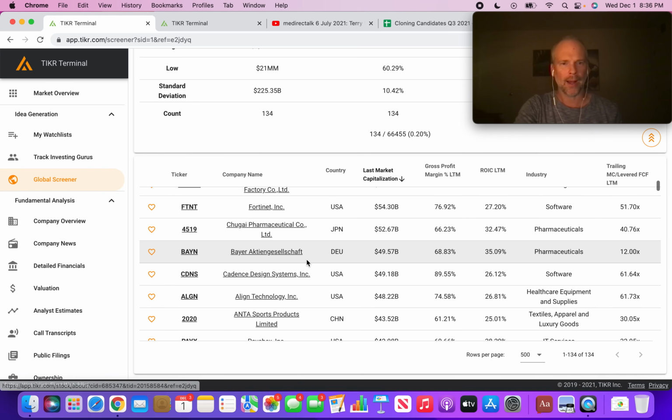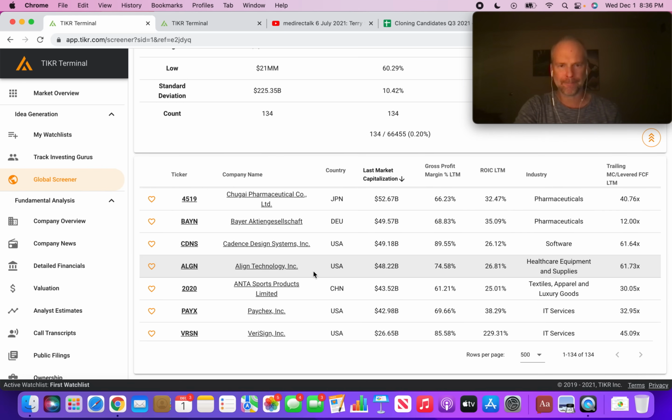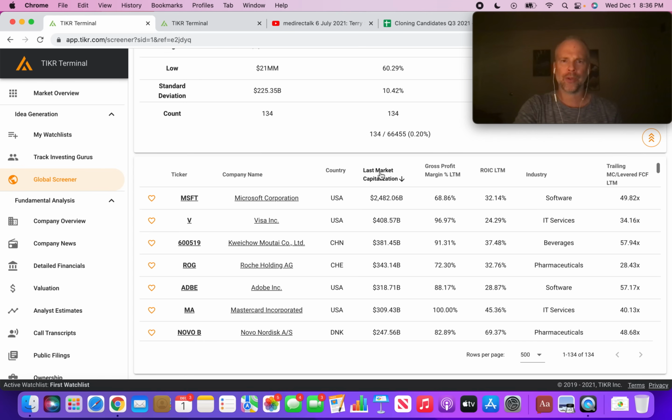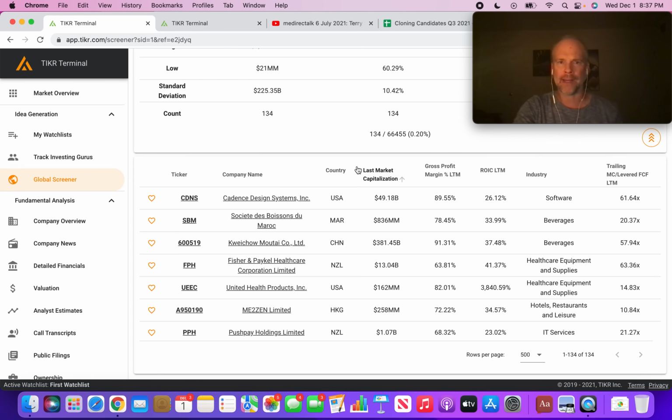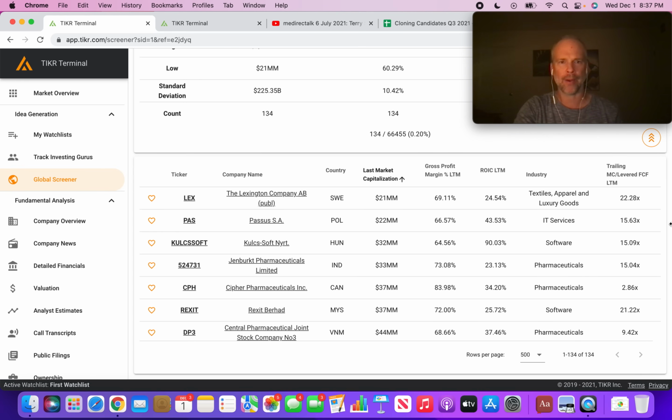But Align Technology. What if we switch this around? What if we just look at the smallest market cap companies?